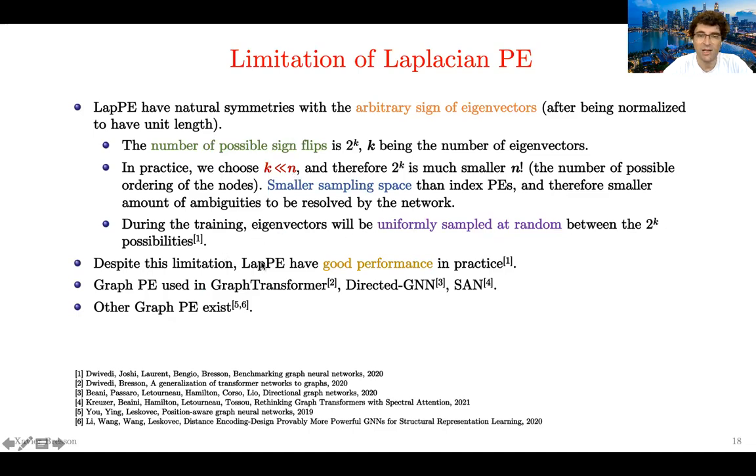And despite this limitation, this Laplacian positional encoding has good performance in practice. It has been used in our recent work with GraphTransformer, but also in other works with Decade GNN and SAN. And I want to mention that other graph positional encodings exist.